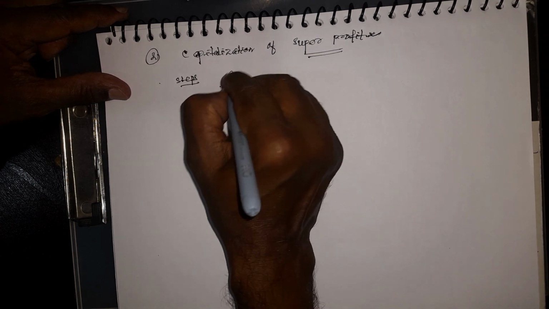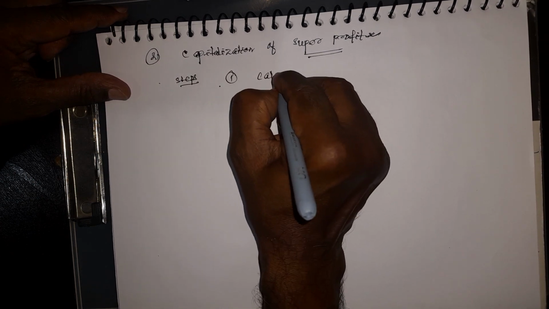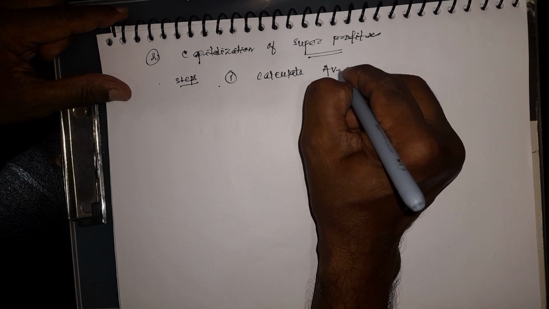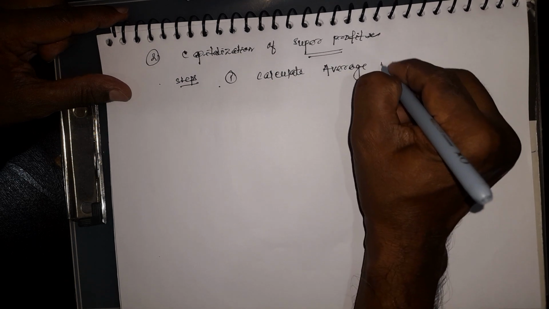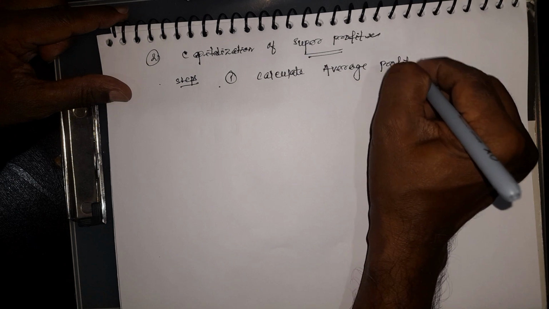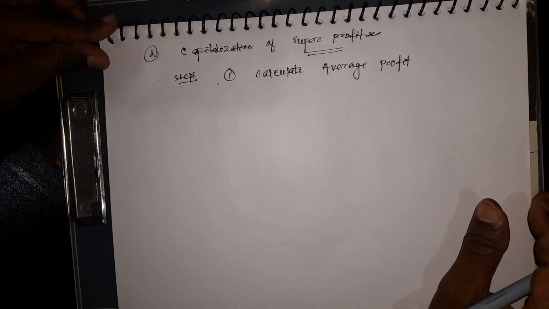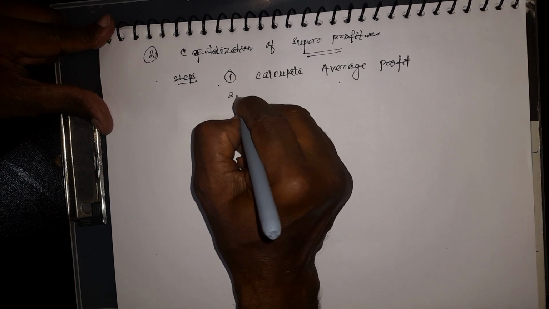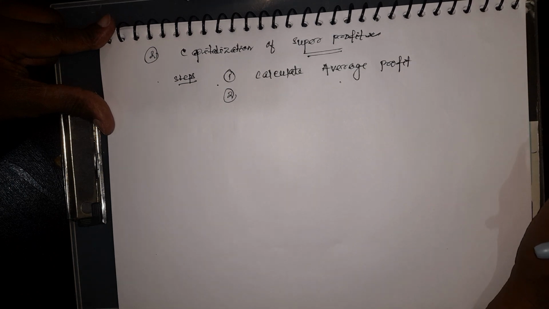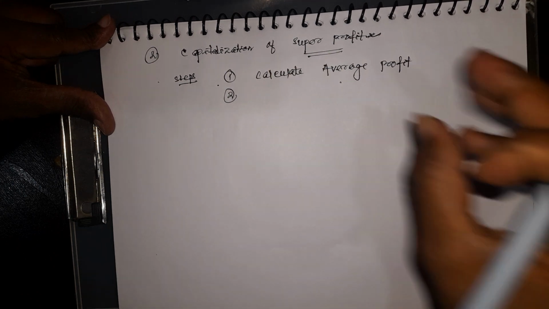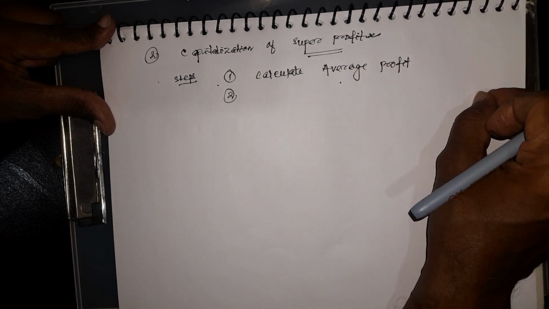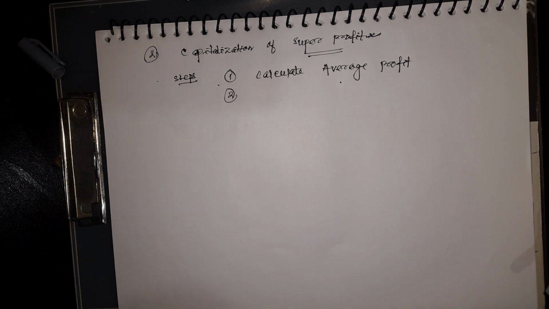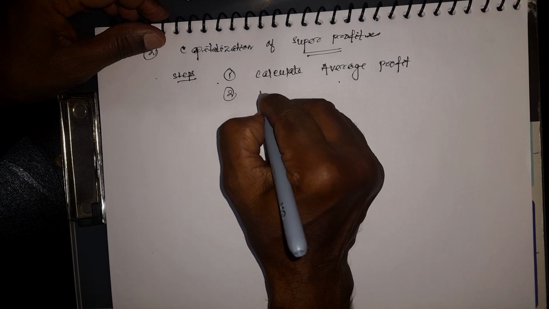What are the steps? First, calculate the average profit, according to the information in the question. Suppose the already calculated average profit is given, no need to calculate it. Or 3 or 4 years' profit, or even loss, may be given, and accordingly we calculate the average profit. Clear?